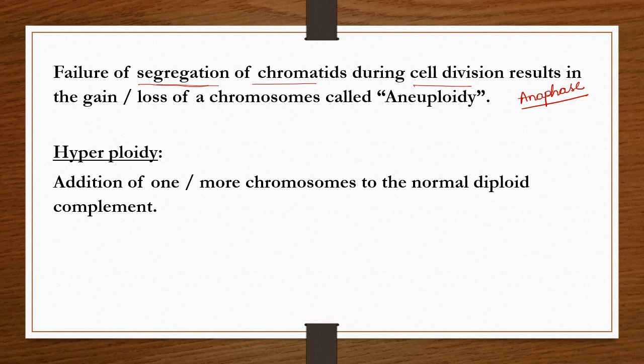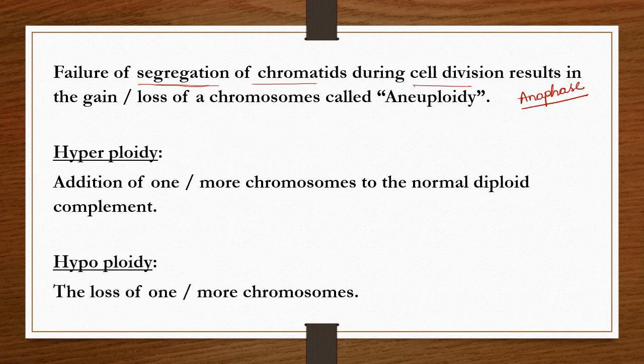Hyper means more, and opposite to that, hypoploidy. The loss of one or more chromosomes is called hypoploidy. For example, consider any vegetative cell of ours. Our diploid condition is 2n. Suppose in a diploid condition, the autosomes are 44 chromosomes.